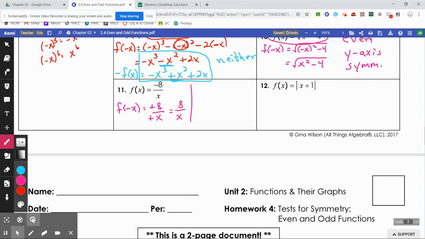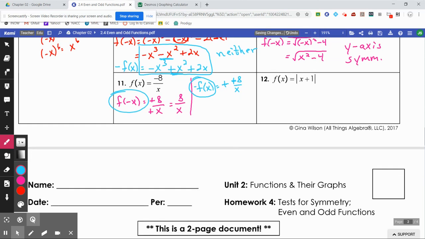Now let's check and see if it's an odd function. So for odd, what we're going to do is find negative f of x, which means take your entire function and make it negative. So negative, negative 8 over x, negative, negative cancels, makes it positive. So f of negative x actually matches negative f of x. So therefore, this would be an odd function, and it would have rotational symmetry. Meaning, again, you could graph it, and you should be able to spin it around the origin and get the exact same graph back.